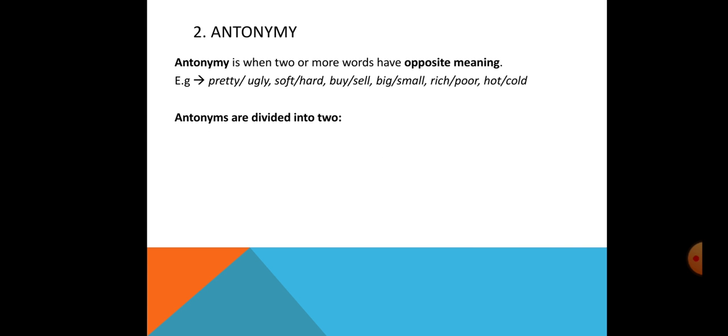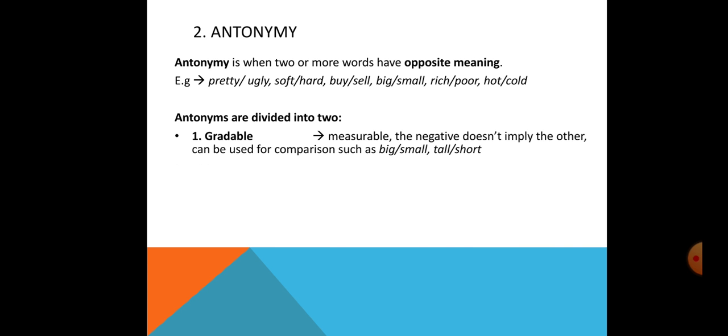And antonyms are divided into two. The first one is gradable antonym, which means it is measurable. The negative of one doesn't imply the other, and it can be used for comparison such as big and small because it is measurable.